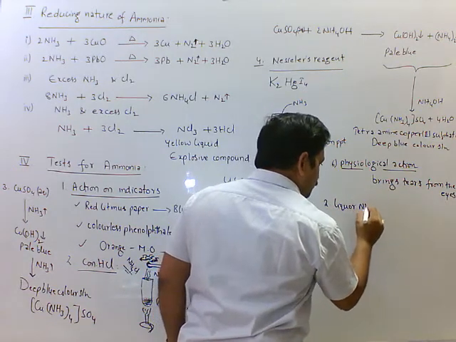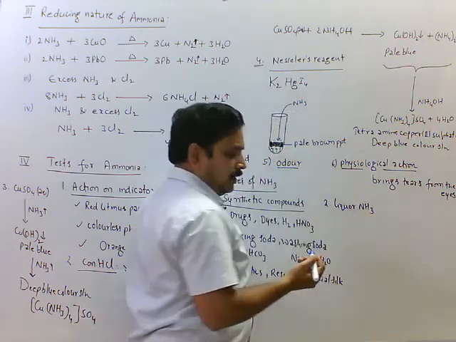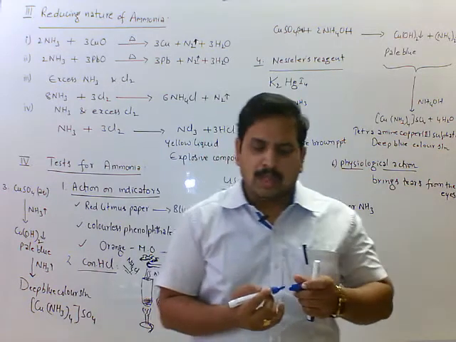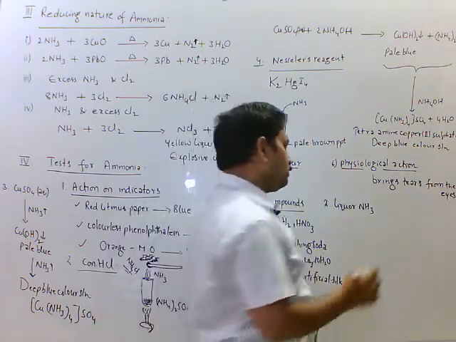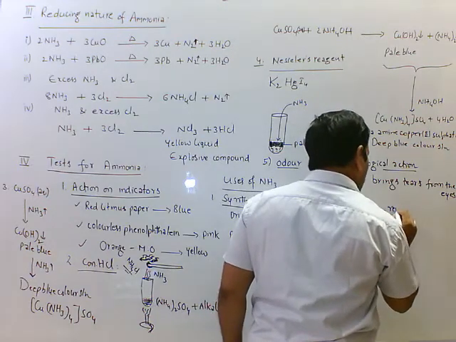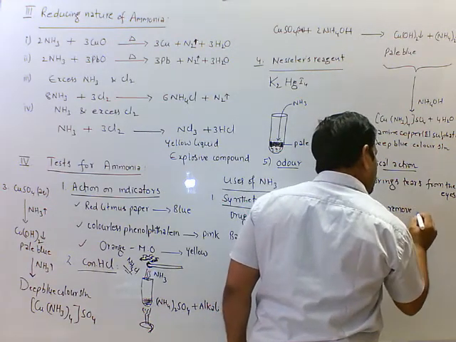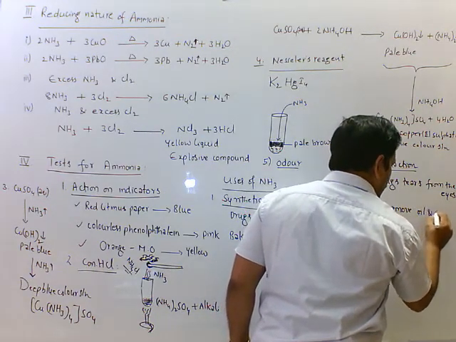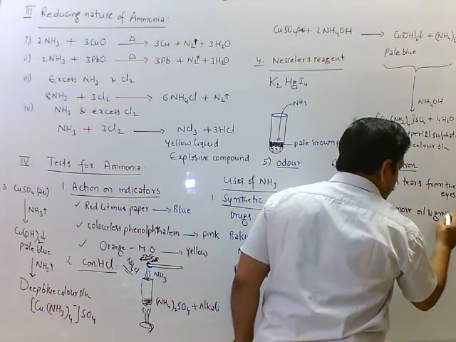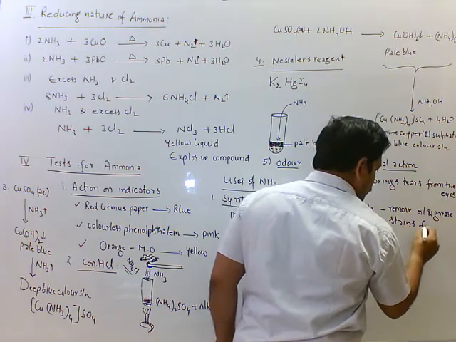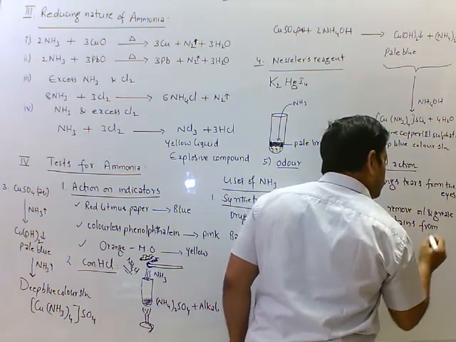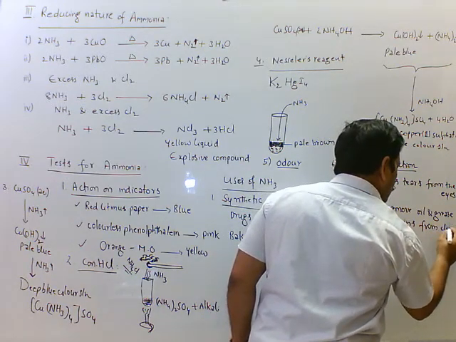And the second one, liquor ammonia is used to remove oil and grease stains from clothes.